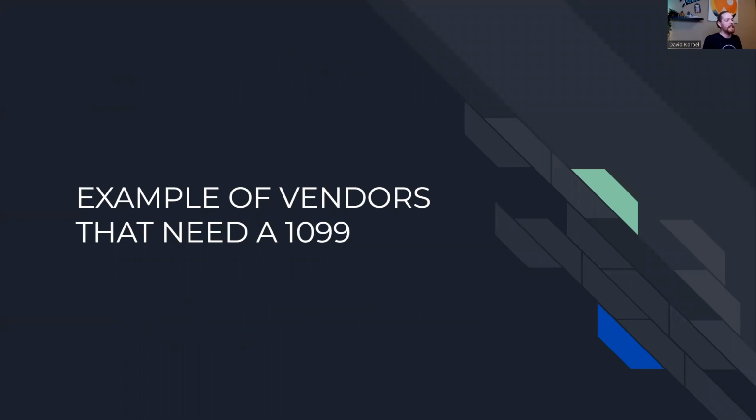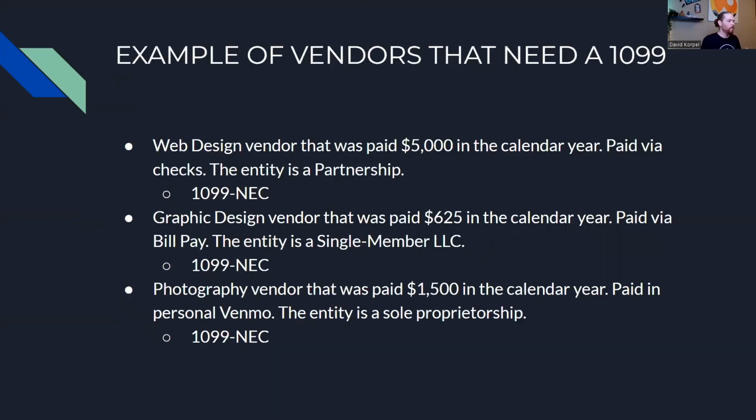Let's talk about some examples of vendors that need to be issued a 1099. So we have a web design vendor that was paid $5,000 in the calendar year via checks. The entity is a partnership, so they would definitely need a 1099. Not only are they over the limit of $600, they're also not a corporation. They were paid for services. Again, this is web design, so this is definitely a perfect example of a candidate for a 1099 NEC.